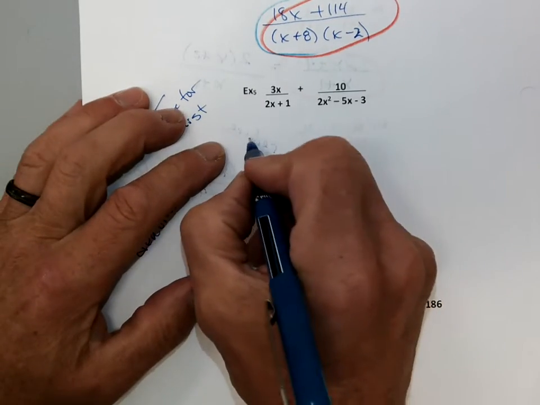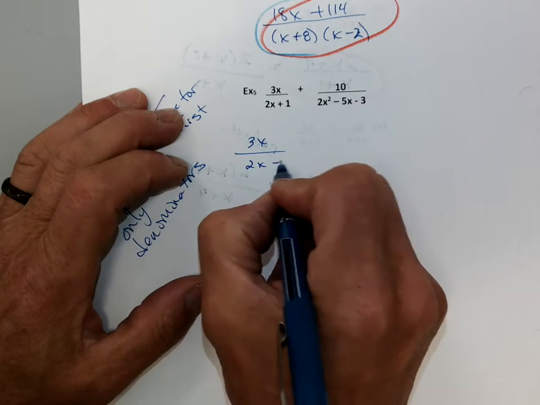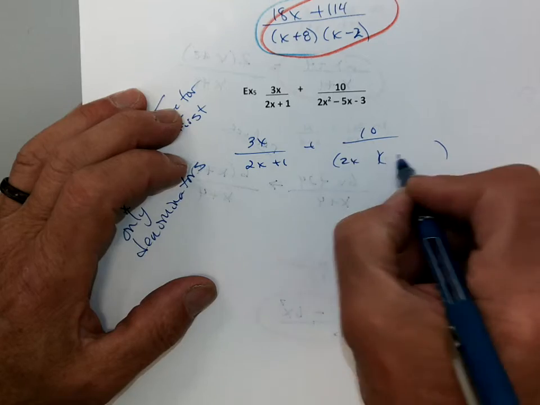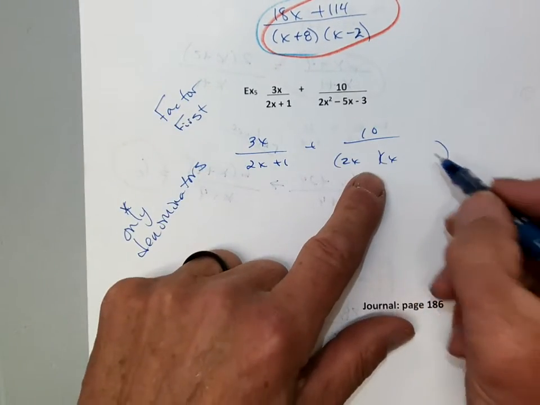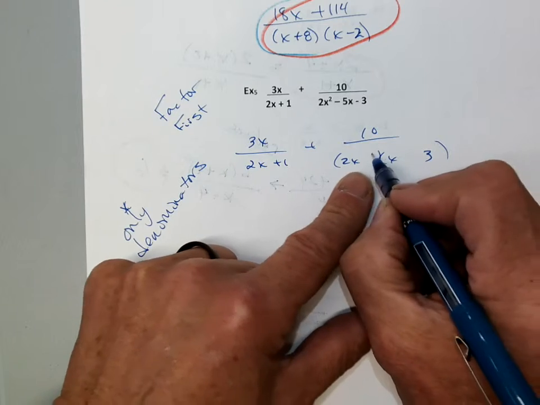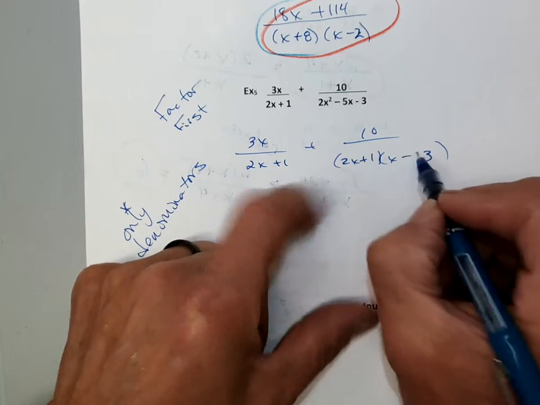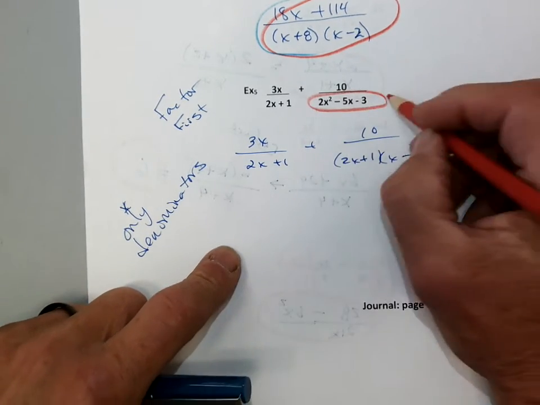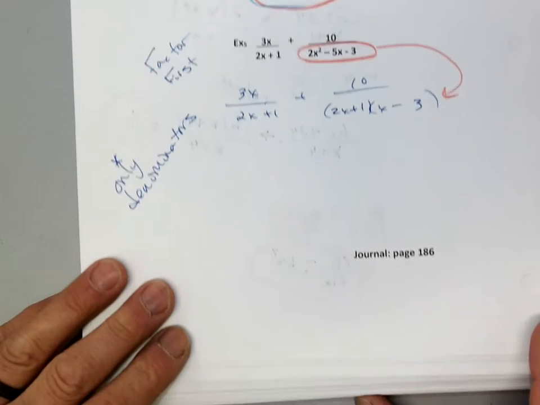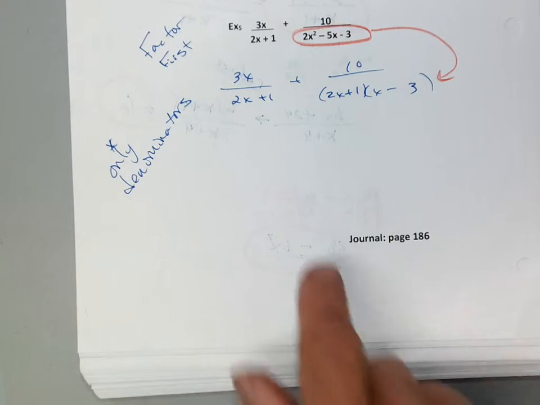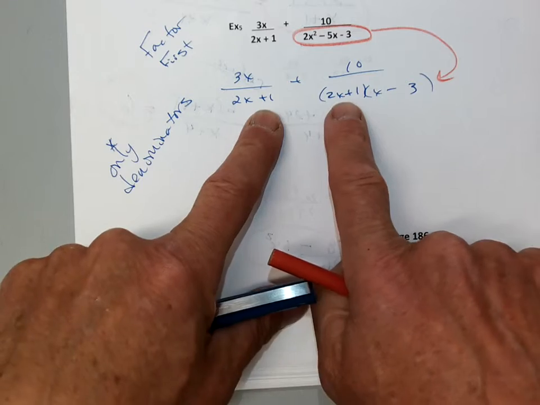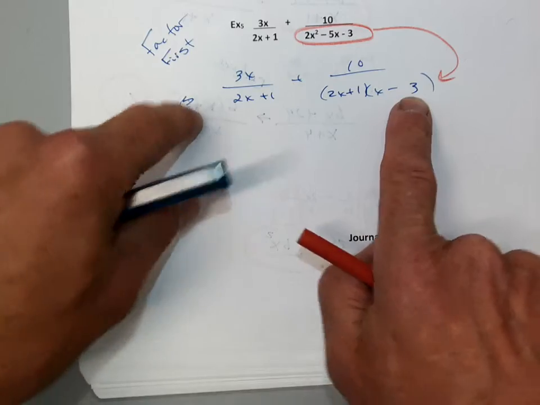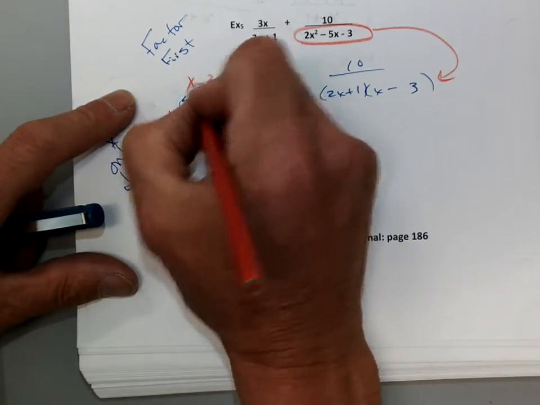So I'm going to have a 3x over a 2x plus 1 plus a 10 over, let's see, this is going to be a 2x, x, right? I'm going to have a 3 and a 1. Put my 3 here and my 1 here. I'm going to have a positive and a negative, okay? So all I did was factor this into that. That's all I've done. Now, common denominator. Well, they both have a 2x plus 1. This has an x minus 3, so the first fraction needs the x minus 3. So let's make sure it gets an x minus 3 over an x minus 3.